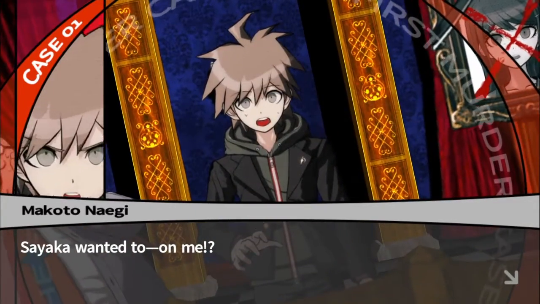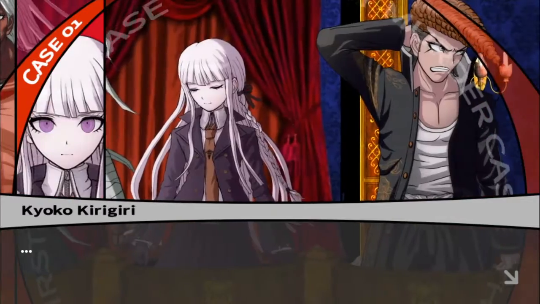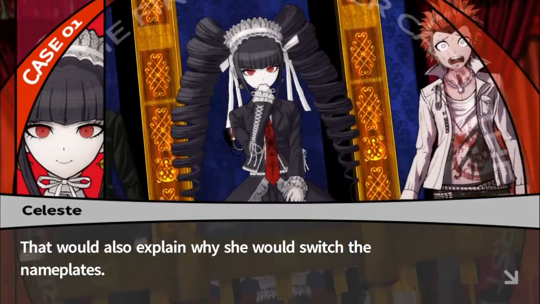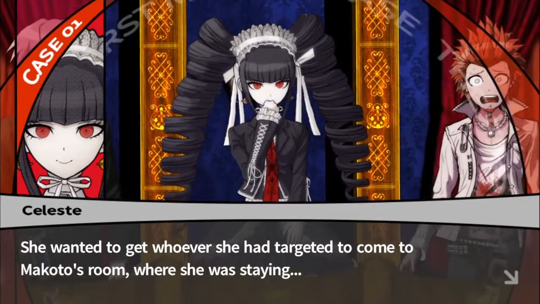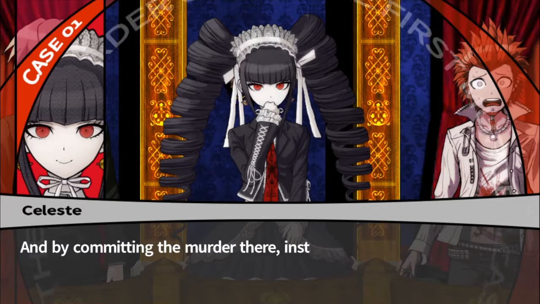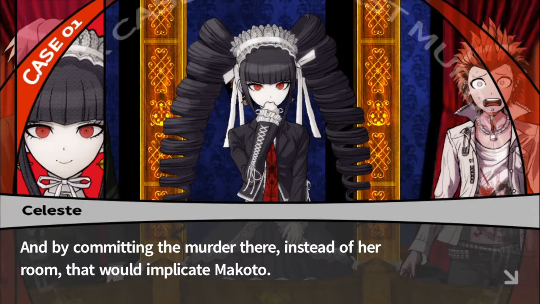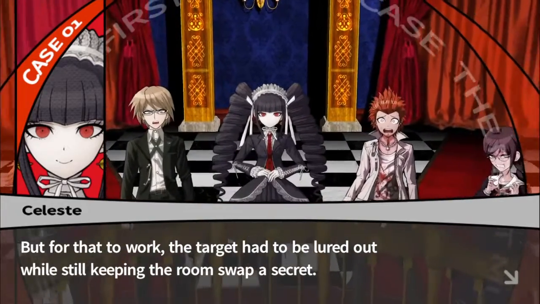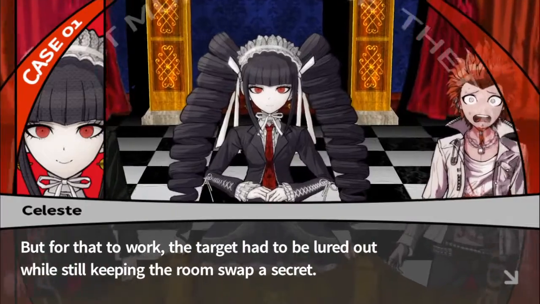Sayaka wanted to... on me? That would also explain why she would switch the nameplates. She wanted to get whoever she had targeted to come to Makoto's room where she was staying. And by committing the murder there, instead of her room, that would implicate Makoto. But for that to work, the target had to be lured out while still keeping the room swap a secret.